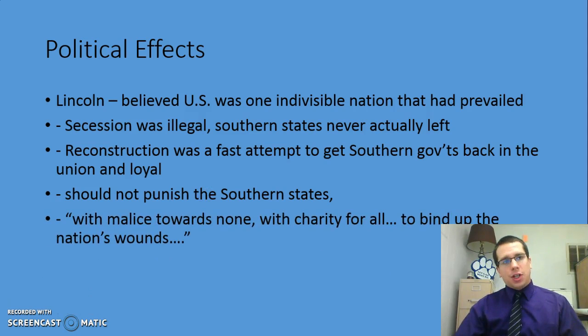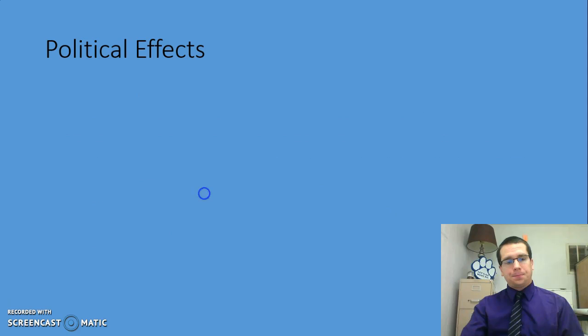He famously says, and Virginia wants you to know this, "With malice towards none, with charity for all, to bind up the nation's wounds." He says this in his second inaugural address, only a couple of months before he is killed. But what he's saying here is, don't be mean, do not punish the southern states, we're going to help them, we are going to rebuild. Not only are we going to rebuild physically, but we are going to rebuild those relationships so that we can become one great country again.